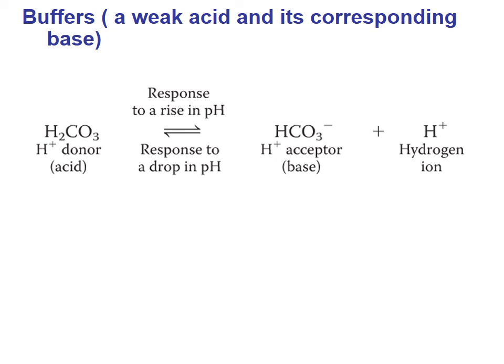H2CO3, which is a weak acid, is capable of donating H plus or hydrogen ions if there is a rise in pH. A rise in pH means alkaline, right? It becomes alkaline, so it wants to add H plus to bring it back.